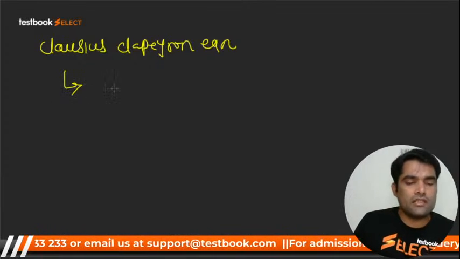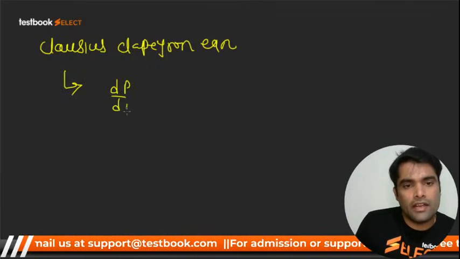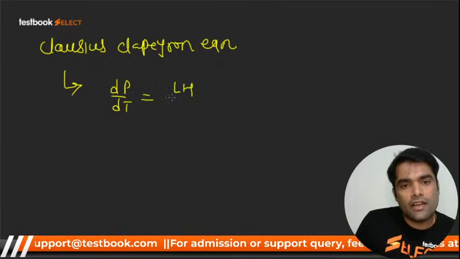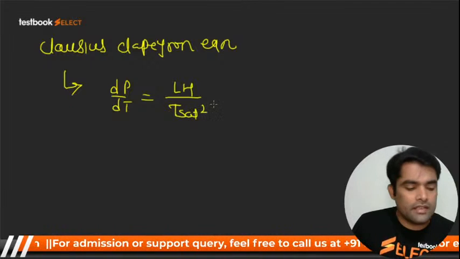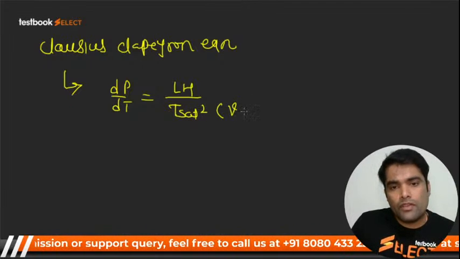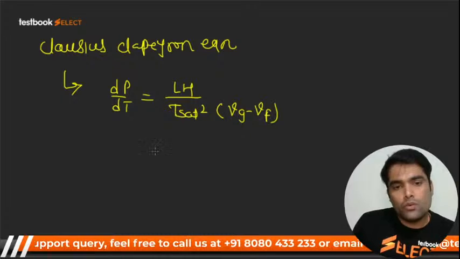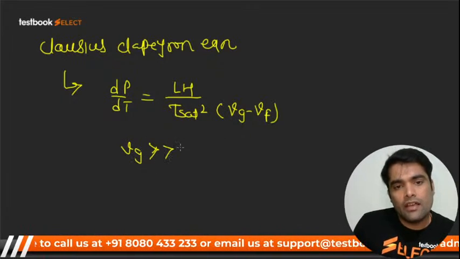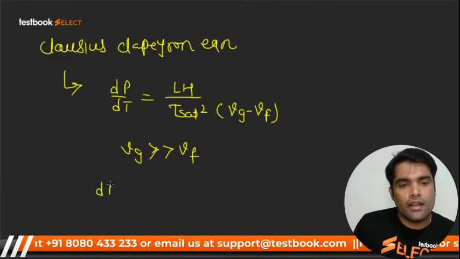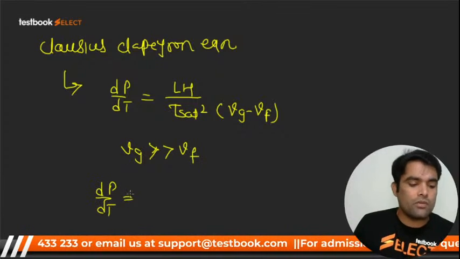Clausius-Clapeyron equation, that is none other than what, my dear? dP by dT is equal to latent heat divided by what, dear? T_sat square, in bracket Vg minus Vf. But you know that Vg is very high as compared to Vf. So I can write dP by dT is equal to what, my dear?